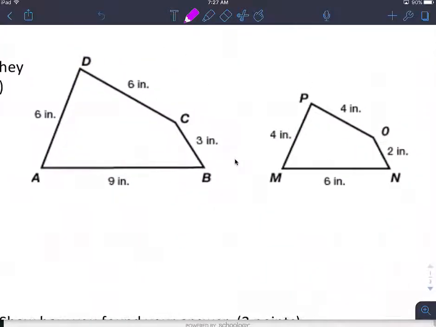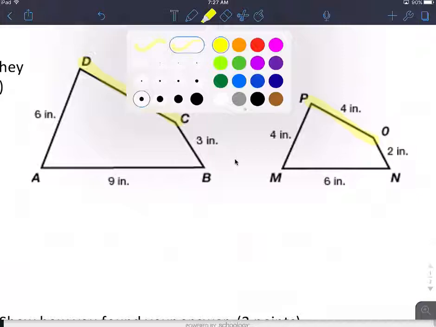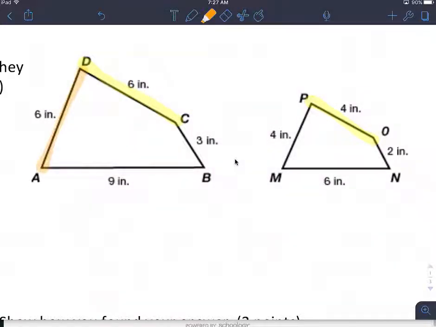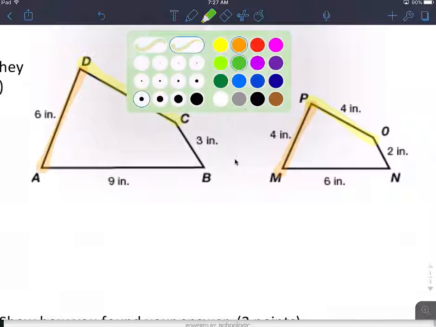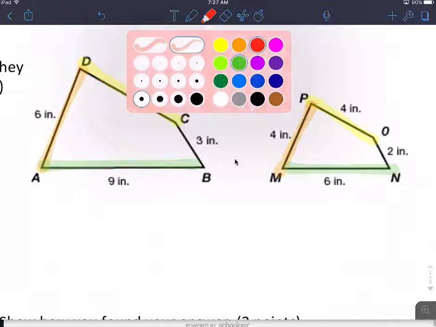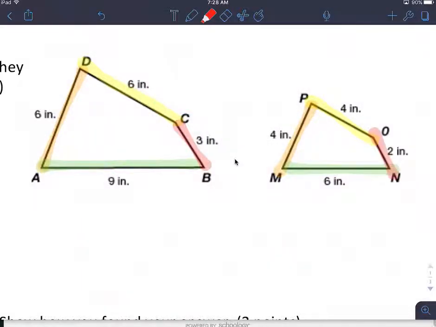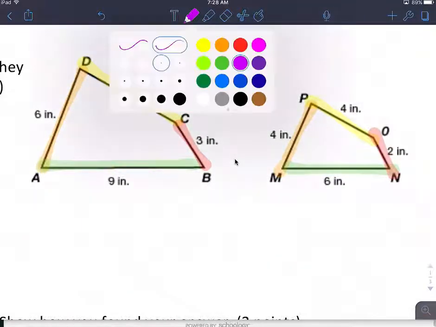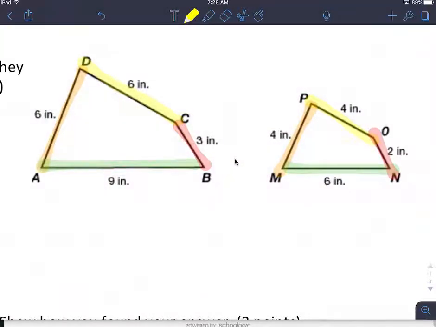So looking at these two figures, we're going to be looking at those two sides. I'm going to highlight. We're going to be looking at those two sides, the bases, and our two small sides, making sure that we're always looking at the correct sides. Okay, so the first one, I'm going to go new on top, old on the bottom.